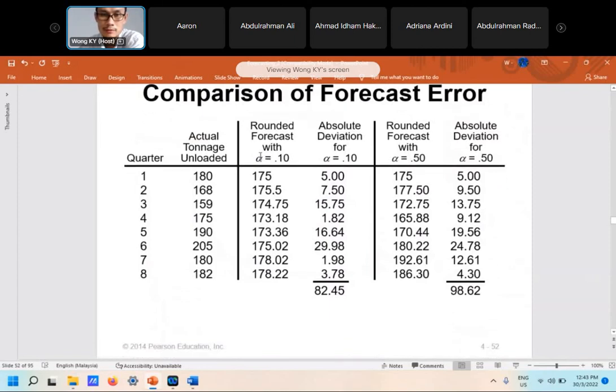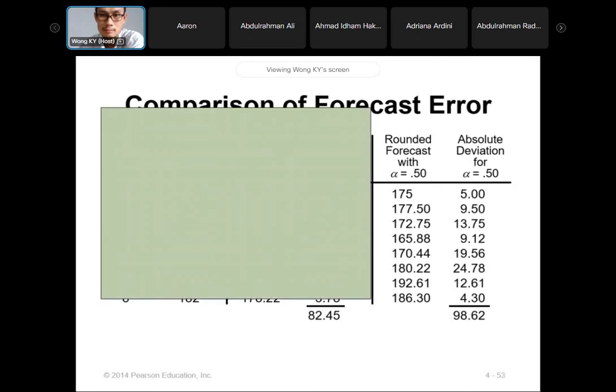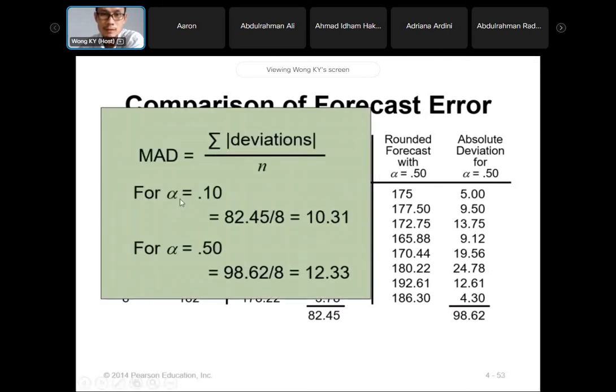Remember we're trying to find out which one is more accurate. We have made the forecast using exponential smoothing, one with alpha 0.1, the other with alpha equals to 0.5. So we have calculated, first thing is the MAD value. For MAD, you see when alpha is 0.1, MAD is 10.31, when alpha is 0.5, MAD is 12.33. So which one is more accurate? Smaller value is more accurate or larger value is more accurate? Small. Correct. So it means alpha equals to 0.1 is better.